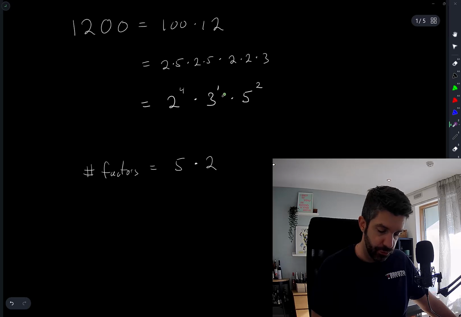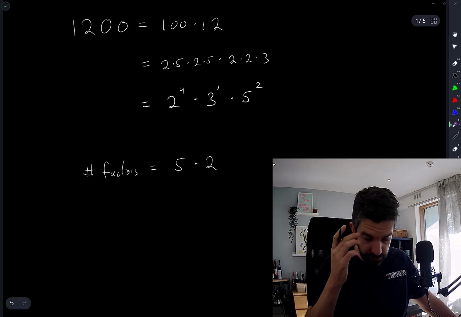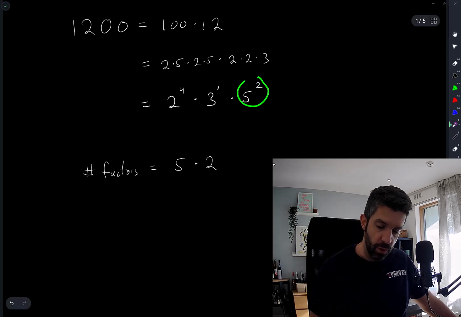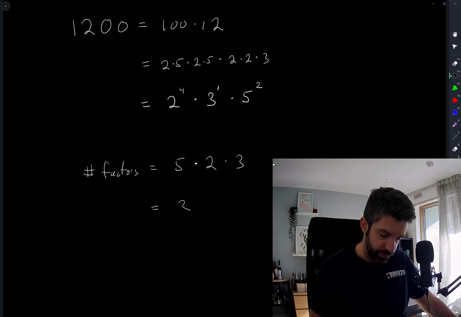I can either choose a 3 or not choose a 3. So that's another 2 choices. And I can either choose 0, 1, or 2 5's. So that gives me 3. So this gives 30.